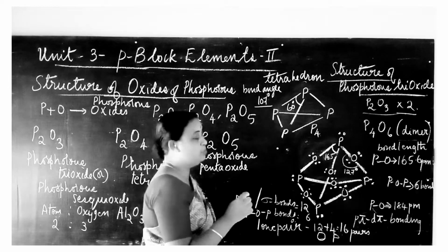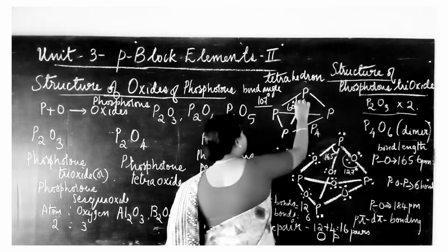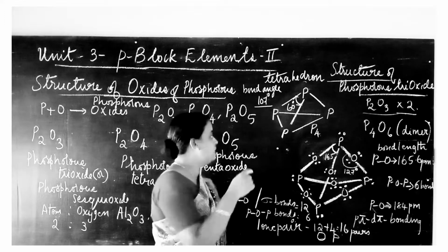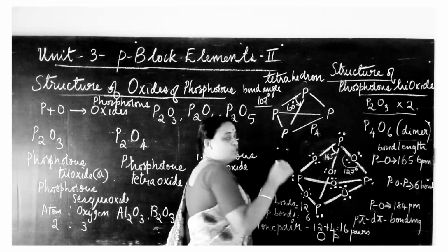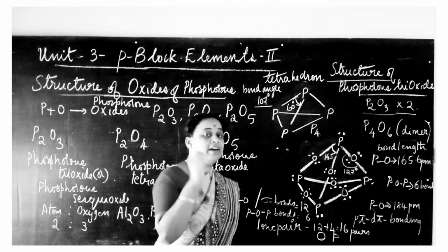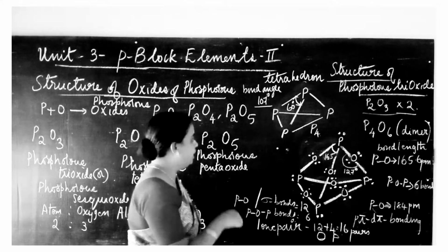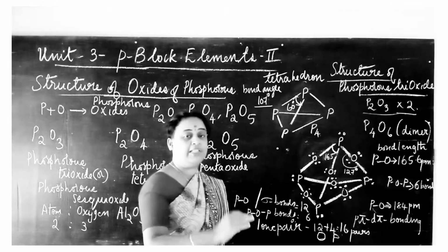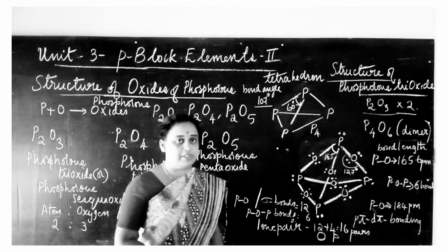So this phosphorus P4 is highly reactive, and the reason for its reactivity is this angular strain. Generally it should be a 107 degree angle, but in the case of the P4 molecule the angle is decreased to 60 degrees. This angular strain is responsible for its high reactiveness and also its instability. So in order to retain stability, it combines with other atoms like oxygen to form phosphorus oxides.